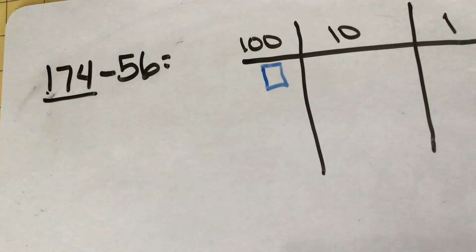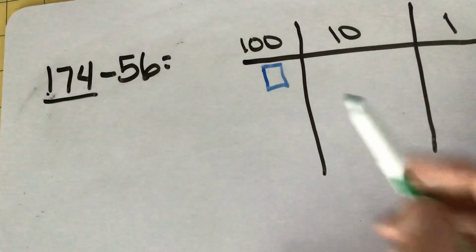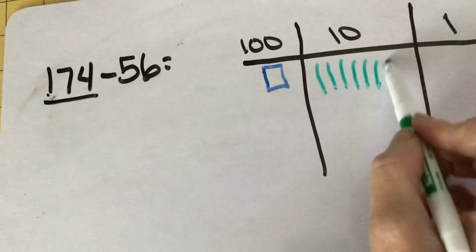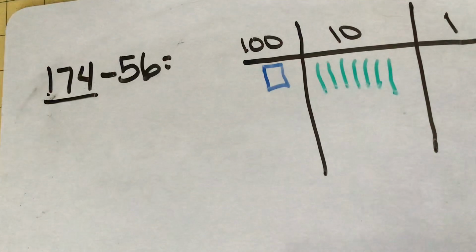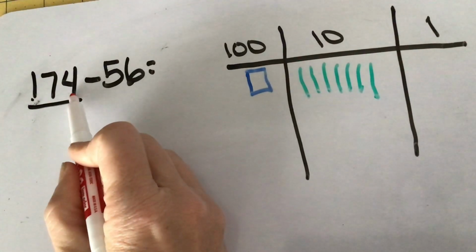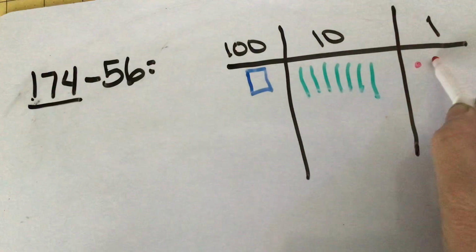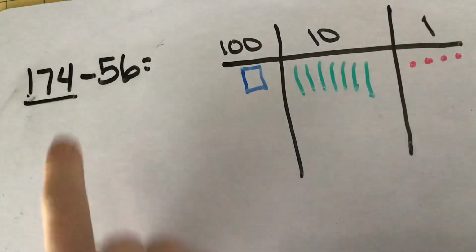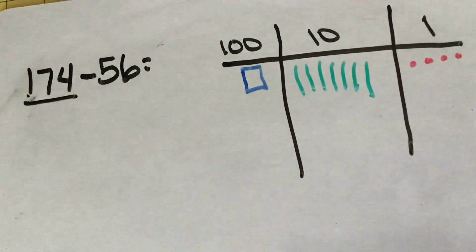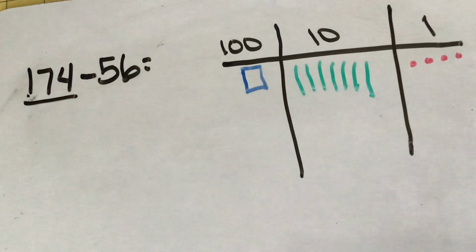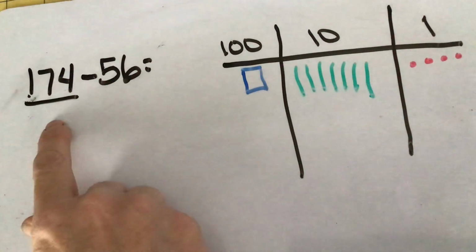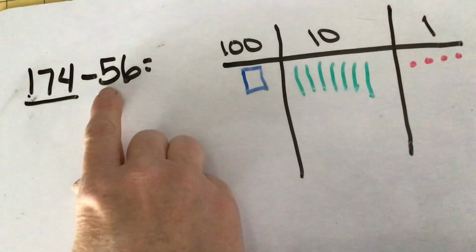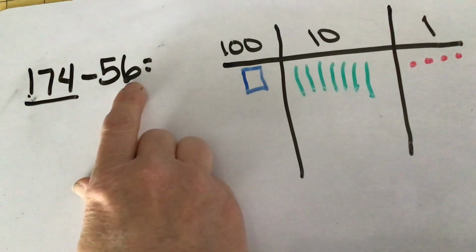Then I have 7 tens. So I'm going to draw 7 10 sticks. 1, 2, 3, 4, 5, 6, 7. And I also have in that number 4 ones. 1, 2, 3, 4. All right, now remember, we are subtracting. I don't have to build 56. That's the part that we're going to be taking away from this big number, the whole number of 174. So it tells me I need to take away 5 tens and 6 ones.